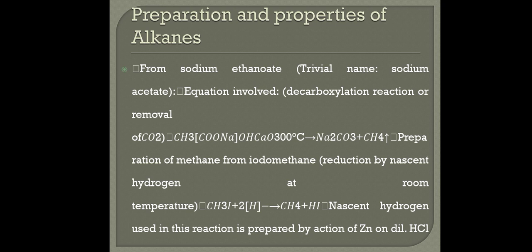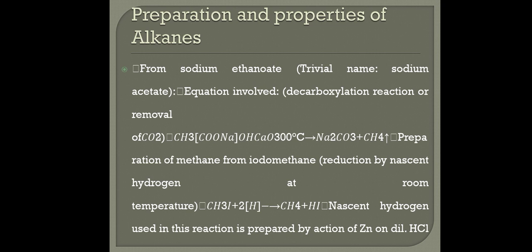From sodium ethanoate, and the trivial name of sodium ethanoate is sodium acetate. The equation involves a decarboxylation reaction, or removal of carbon dioxide. So this is the reaction: CH3COONa plus NaOH plus CaO in presence of 300 degrees centigrade gives Na2CO3 plus CH4, methane.